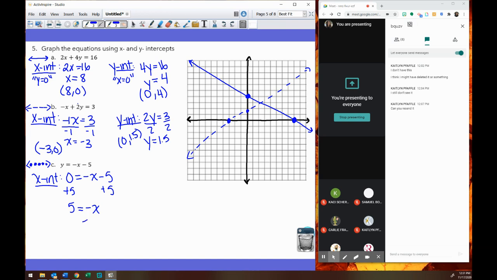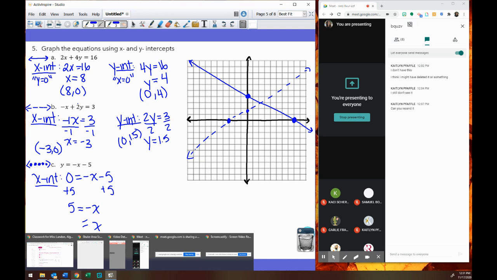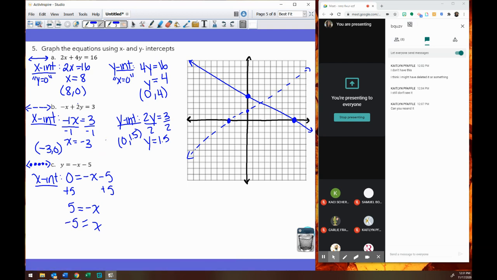We always want to know what positive x is. So then what's my answer? Grace? -5. So come over to -5 on your x-axis. 1, 2, 3, 4, 5.